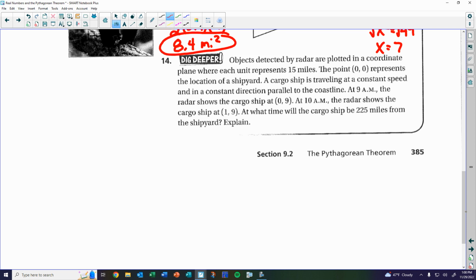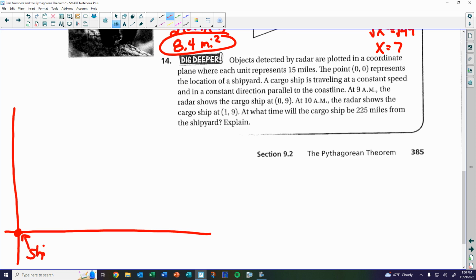So at 9 a.m., the radar shows the cargo ship at (0, 9). All right, so remember, though, this is going by increments of 15. So if we draw that, so 0, 0, that's our shipyard, right down here. So if I go up 9, 1, 2, 3, 4, it's not really 9, right? It's 15, and then 30, 45, 60, going up by 15s every time. So it's actually, when we get there, it's 135.